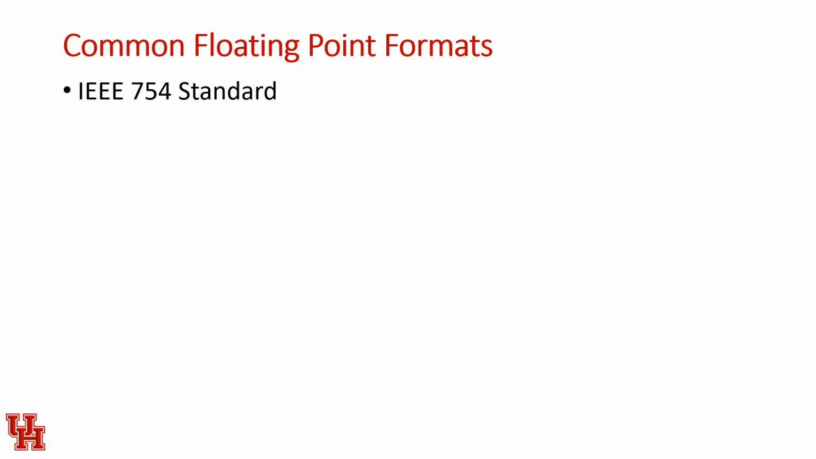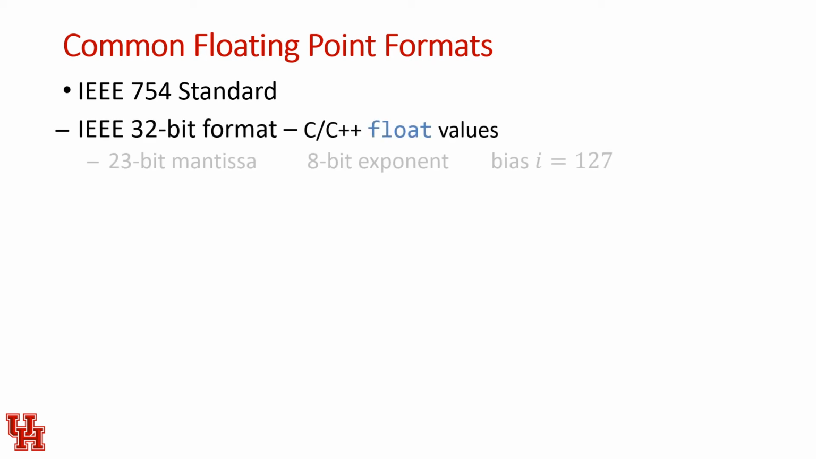First, in all cases, I'll stick with the IEEE 754 standard, which governs floating point arithmetic. Most processors will use this as a standard unless you're using some sort of custom system. The most common format is IEEE 32-bit, which will be used when a variable in C or C++ is allocated using the float data type. This format has 23 bits allocated to the mantissa, 8 bits to the exponent, and has a bias of 127.